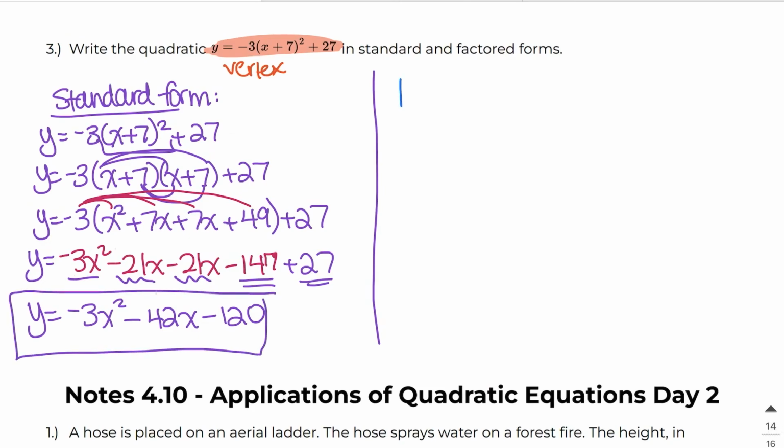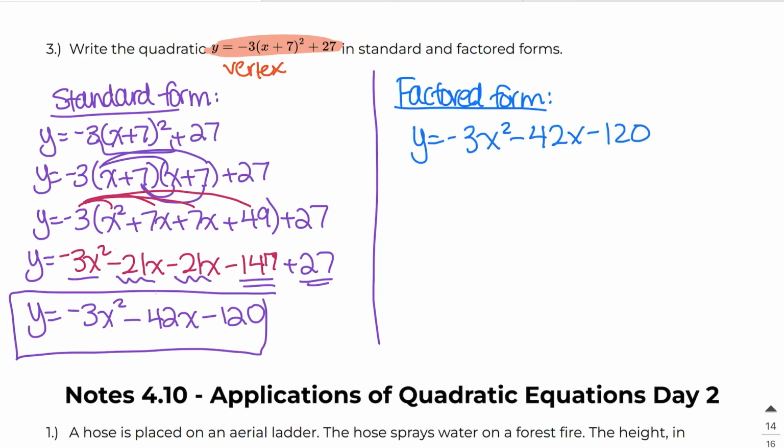Now, to be able to go to factored form, if you remember, it said that we have to put it in standard form first. So I'm going to use standard form. And to factor this, I need to go through and see what's in common with all three of these terms right here first to see if there's a GCF. Also, because the leading coefficient is negative, I for sure want to take out that negative. They're all divisible by 3. So when I factor out a 3 here, I get x squared. When I factor out negative 42x divided by negative 3, I end up getting positive 14x. And then when I divide negative 120 by negative 3, I get positive 40.